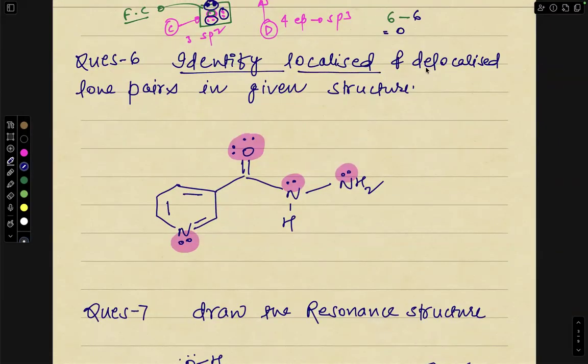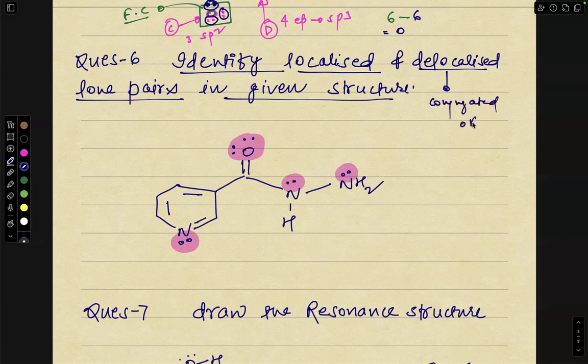Identify localized and delocalized lone pairs in given structure. I have already recorded a video on resonance, localized and delocalized lone pairs. So if you have watched those videos, then you can answer this question. So delocalized means conjugated or resonance. Localized means no resonance.